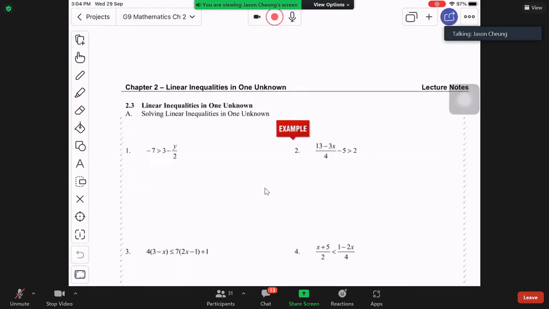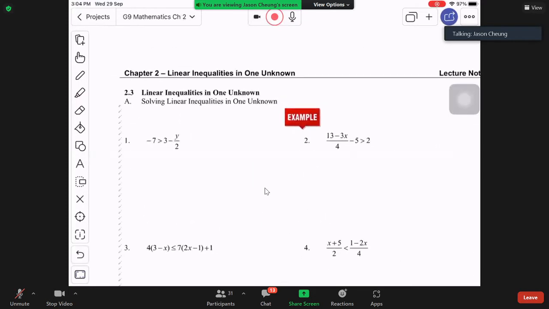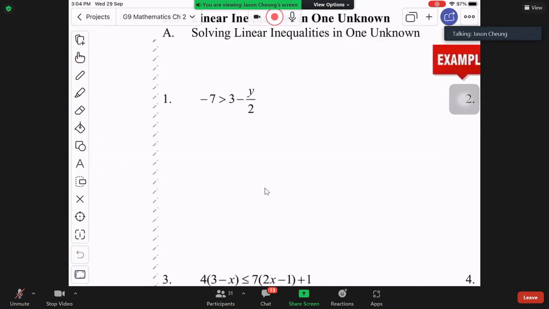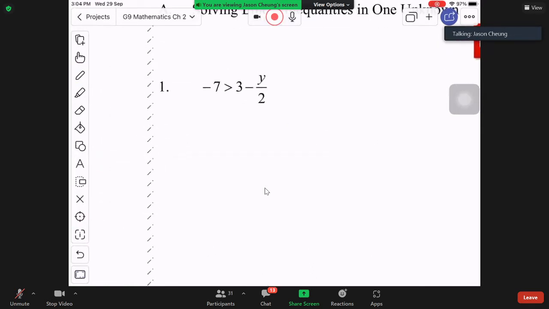All right, we're going to solve linear inequalities in one unknown. So here, just like solving some simple equations, but this time we can see that this is not an equal sign, but a greater than sign, less than sign, or any inequality sign. But you can try to treat it as usual equations to solve it. All right. So here, for the first question.